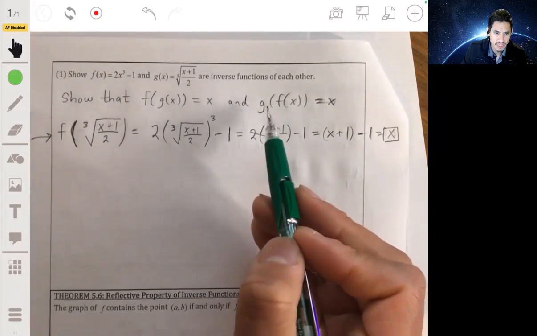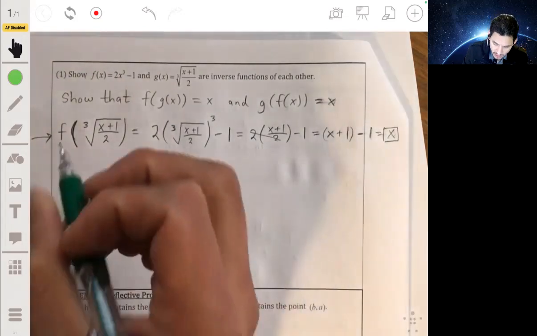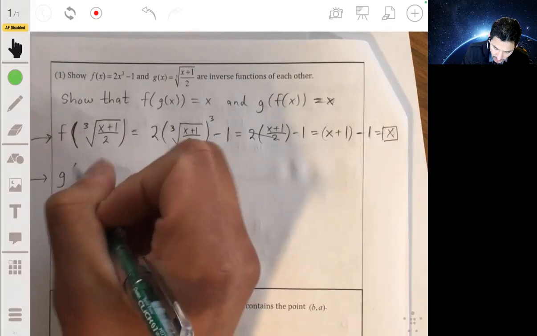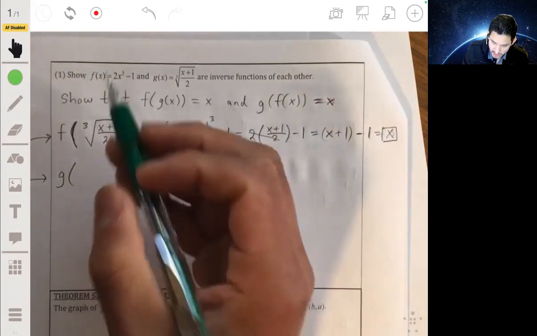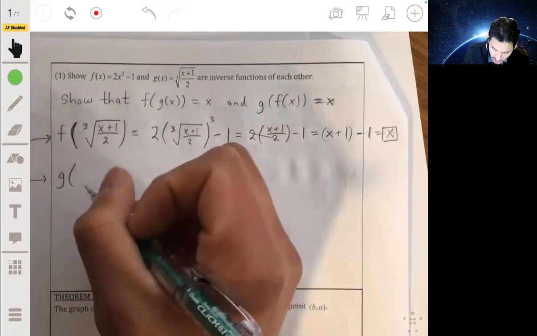Now let's show the other way. Let's show that G of F of X is also equal to X. So we're going to have G of F of X. Let's make the inside of this be 2x cubed minus 1 then.